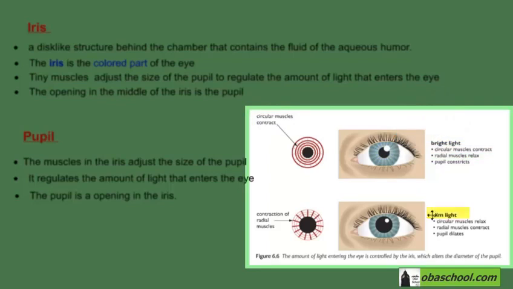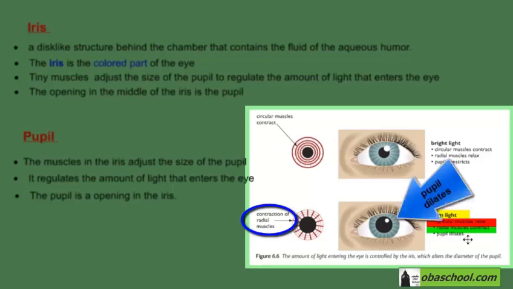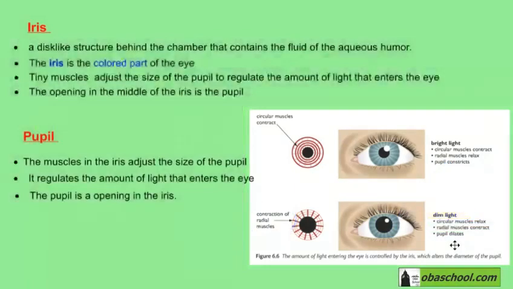Now, in the opposite case, if we have dim light, the circular muscles will relax while the radial muscles will contract. This will push the iris to the outside, making the hole bigger. So the pupil is dilating here, and when there is dim light, we can actually see it in other people. Their pupils dilate so that more light can enter, because here we have dim light. We need all the light we can get to be able to see.